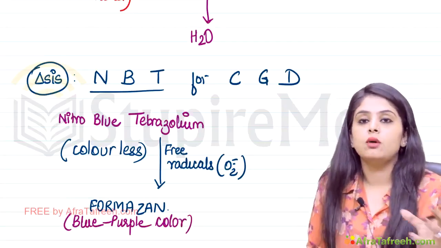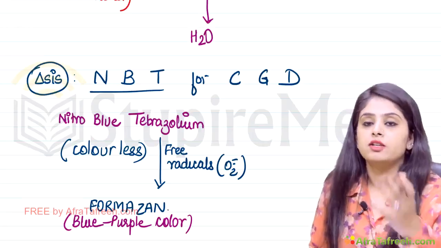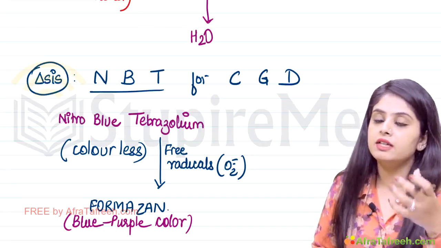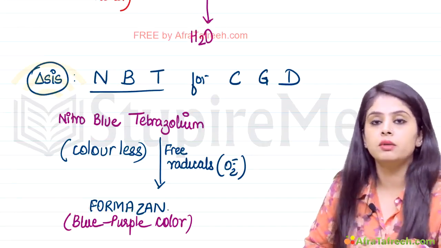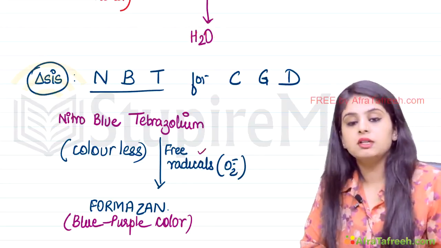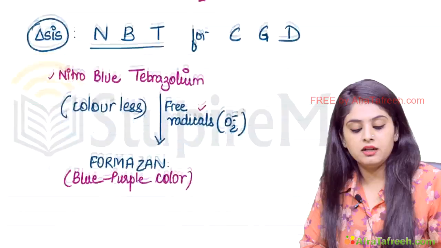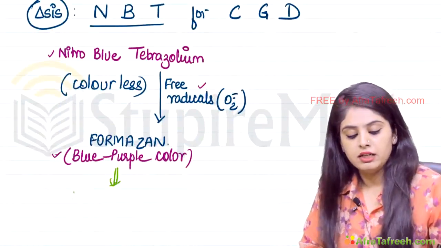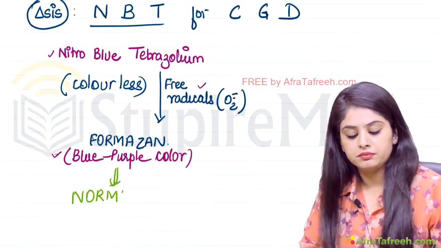And this formazan basically has a blue-purple color. Now students, if you just consider a normal cell, not any pathology, not any disease, in a normal cell NADPH oxidase activity is normal. Free radicals are being formed. So normally what will you expect? If free radicals are being formed, the colorless compound will convert into a color. The development of a color indicates normal.